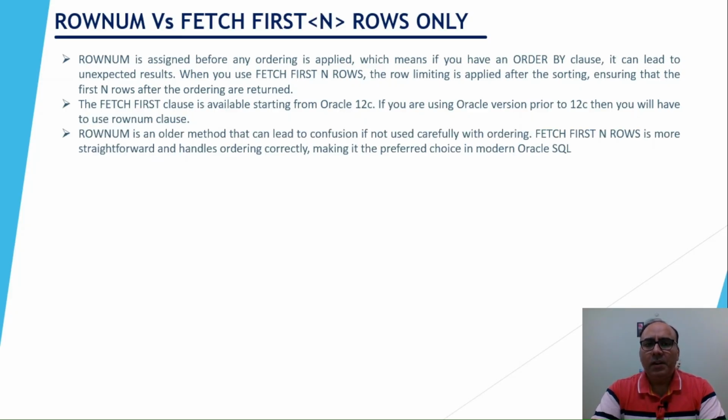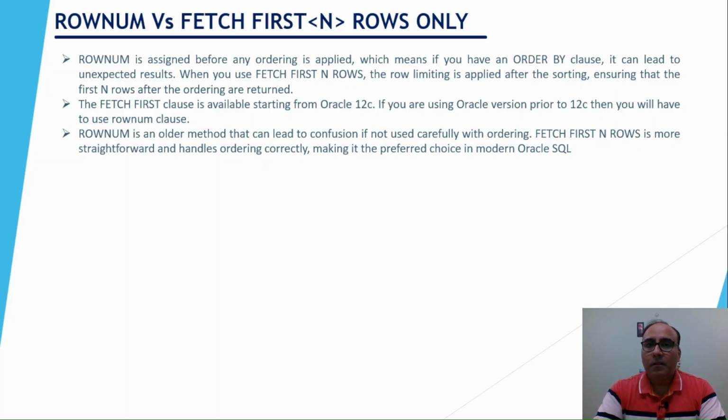So ROWNUM is an older method that leads to some confusion, and we'll have to use it carefully when we are using an order by clause with ROWNUM. Fetch first n rows is a more straightforward technique, and it is basically the preferred choice in modern Oracle SQL.